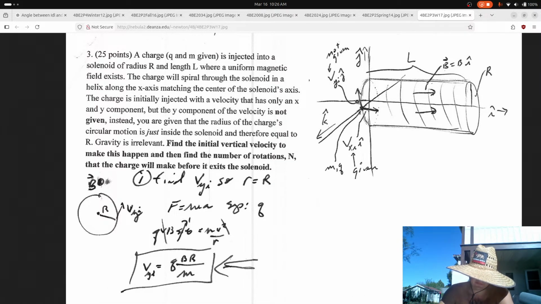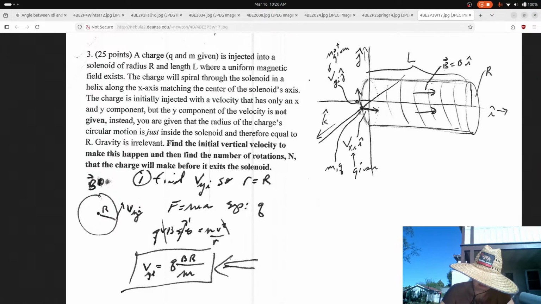Now we want to find the number of helices. Find the number of rotations that the charge will make before it exits the solenoid. This thing has length L. The helices is going to be the time to travel that distance. So L is equal to Vx t, T is equal to L over Vx.